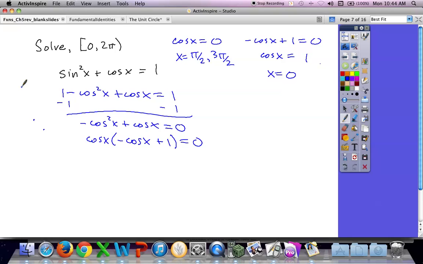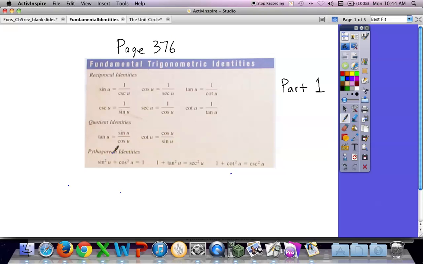So when you get a mix there, you're going to have to substitute to get it the same. It's almost always going to be one of those three identities here, right? If it's sines and cosines, you're going to use that. If it's secants and tangents, you're going to use that. If it's cotangents and cosecants, use that. But it'll work the same way. It always works the same.